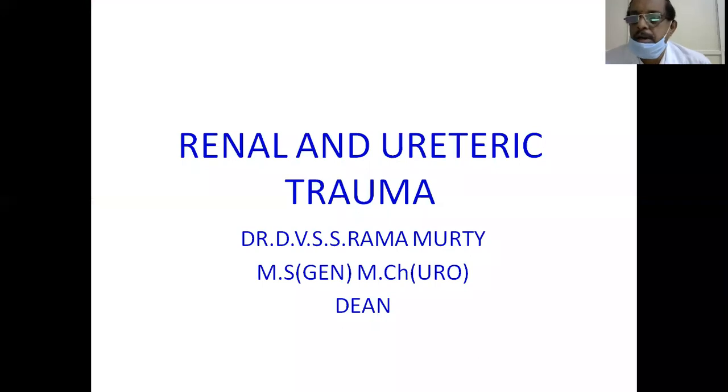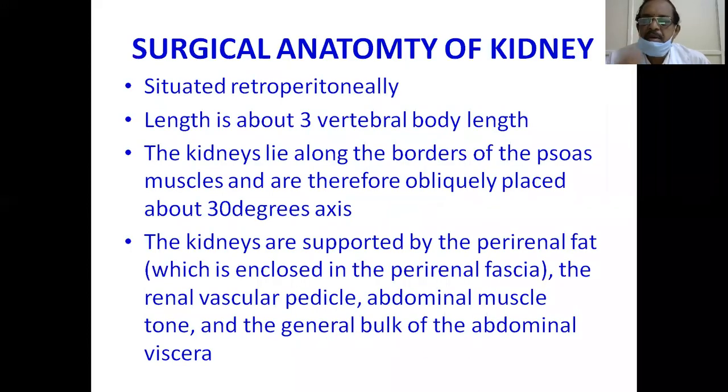Today we will be talking about renal and ureteric trauma, having finished the congenital abnormalities. This is an important trauma and polytrauma. When there is a road traffic accident or blunt abdominal injury, you have to think about renal and ureteric trauma. So let us recapitulate certain topics about the anatomy of the kidney, which is very important in the management.